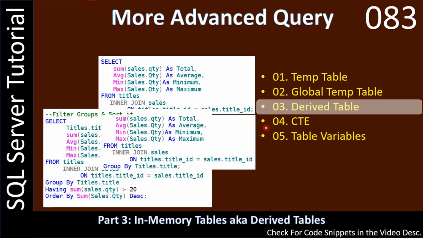In the last two videos, we talked about in-memory tables like global temp table and local temp table. Now let us look at the derived tables. A derived table is also in memory, and let's see how we can create a derived table.